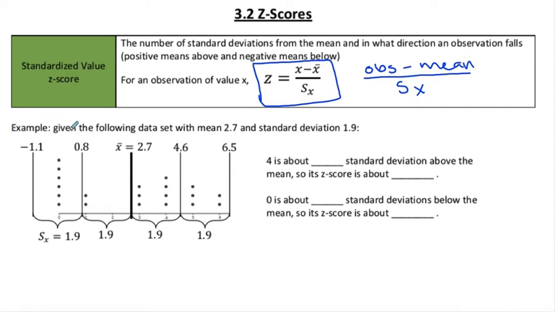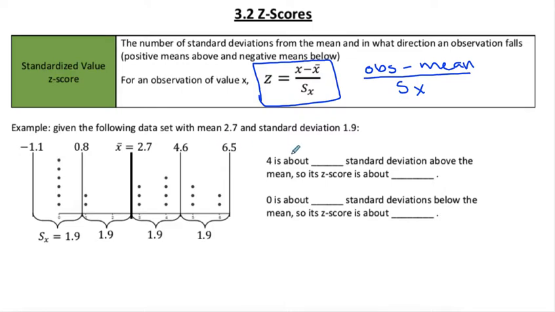So for example, given the following data set with an average of 2.7, so here's our mean, and a standard deviation of 1.9. So here's one standard deviation, two standard deviations, same direction here. Going down below, one standard deviation, two standard deviations. So here's our data inside of this. I've just drawn in those bars to show you where we're capturing the data.